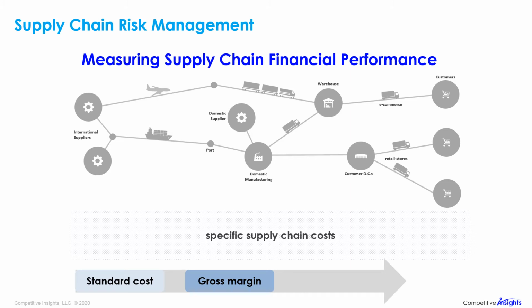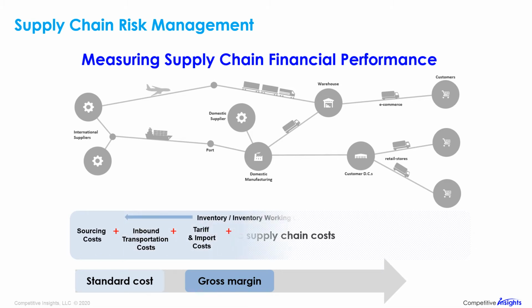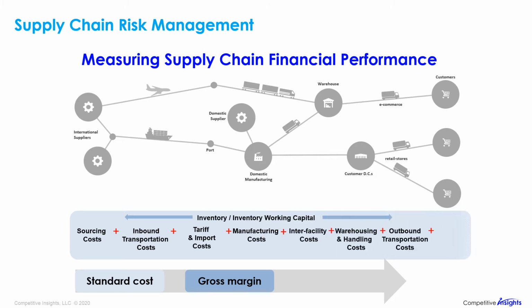So going from gross margin to those specific measurements that some of you said you're doing, we're focusing on, for every product, the sourcing costs, the inbound transportation costs, tariffs, of course, the manufacturing or value-added services, interfacility costs, warehousing, outbound, and reverse logistics is part of that.